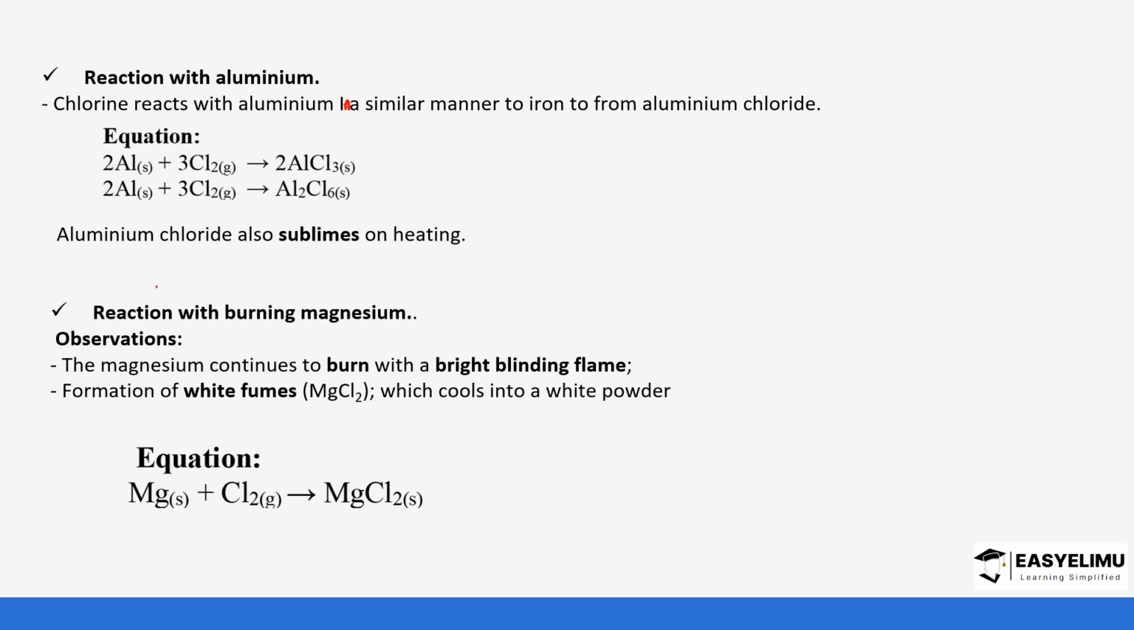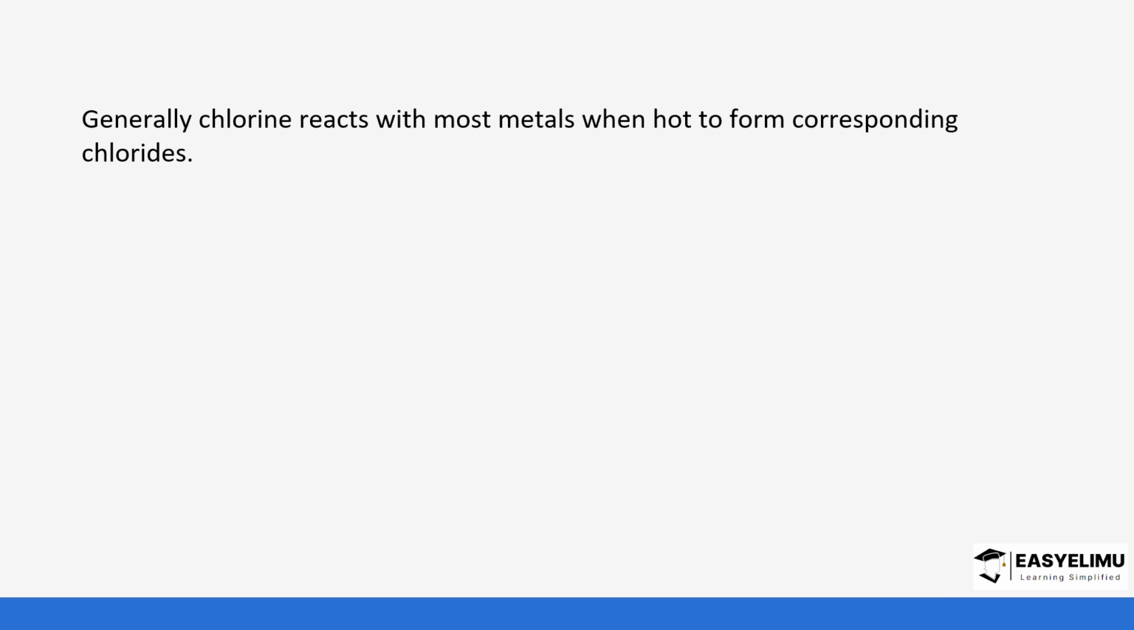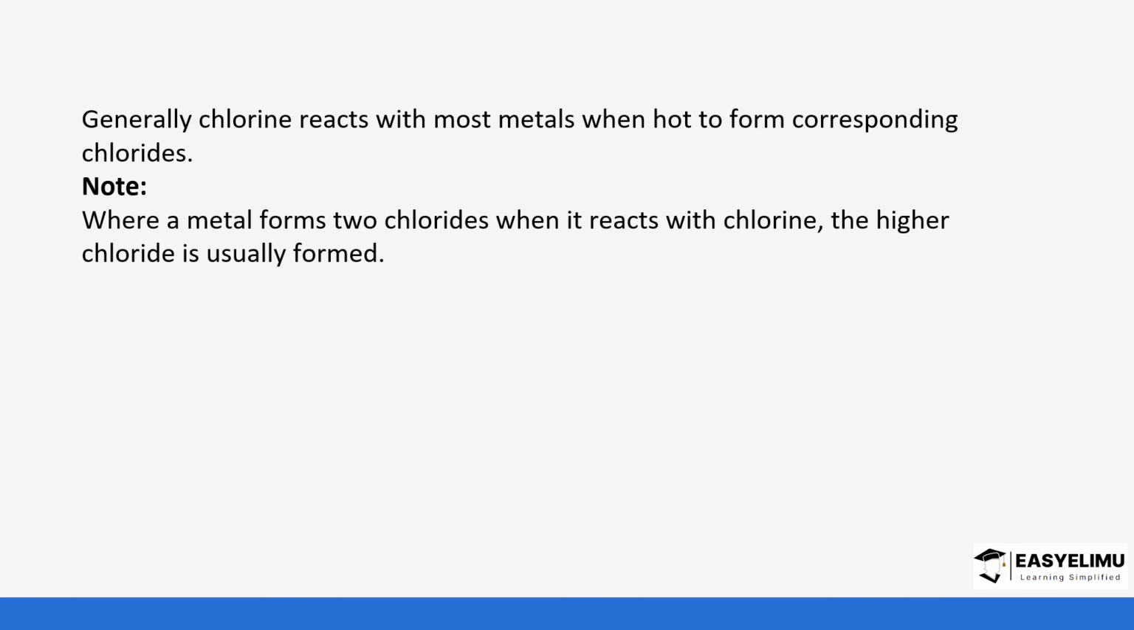Magnesium also burns in a blinding flame when it reacts with chlorine, and it forms white fumes of magnesium chloride. So it cools to form a white powder, and that white powder is called magnesium chloride. So this is the equation. We repeated this equation when we were discussing alkaline earth metals and their reaction with chlorine. And then generally chlorine reacts with most metals when hot to form the corresponding chlorides.